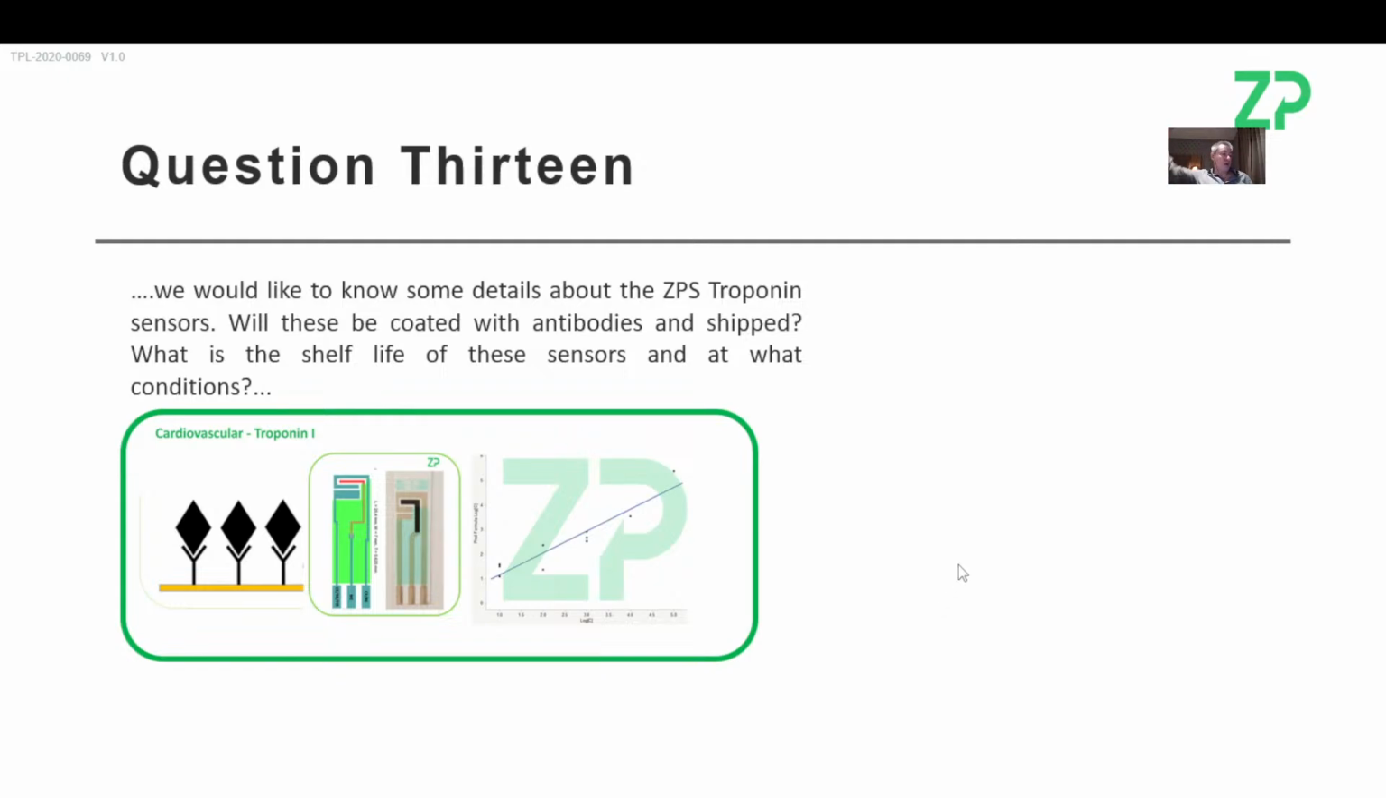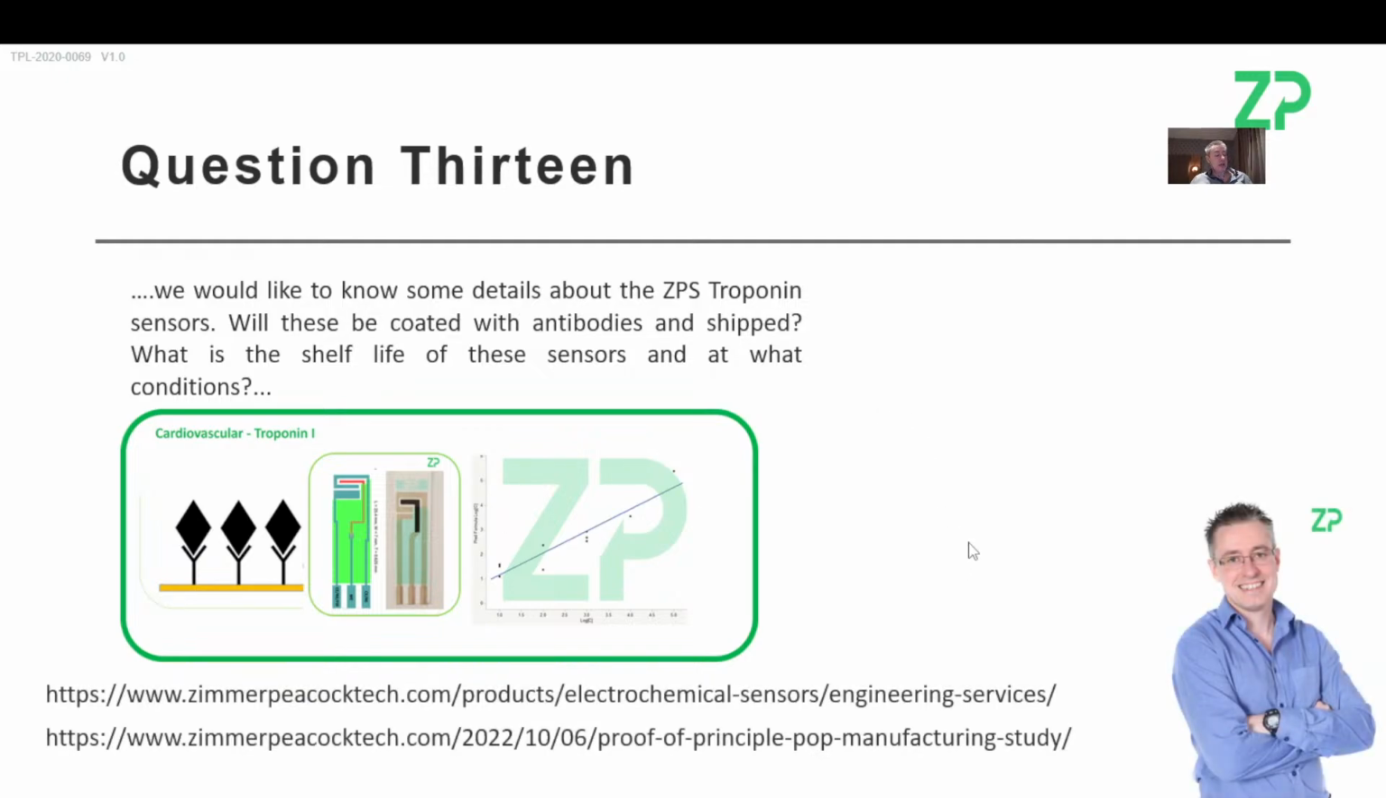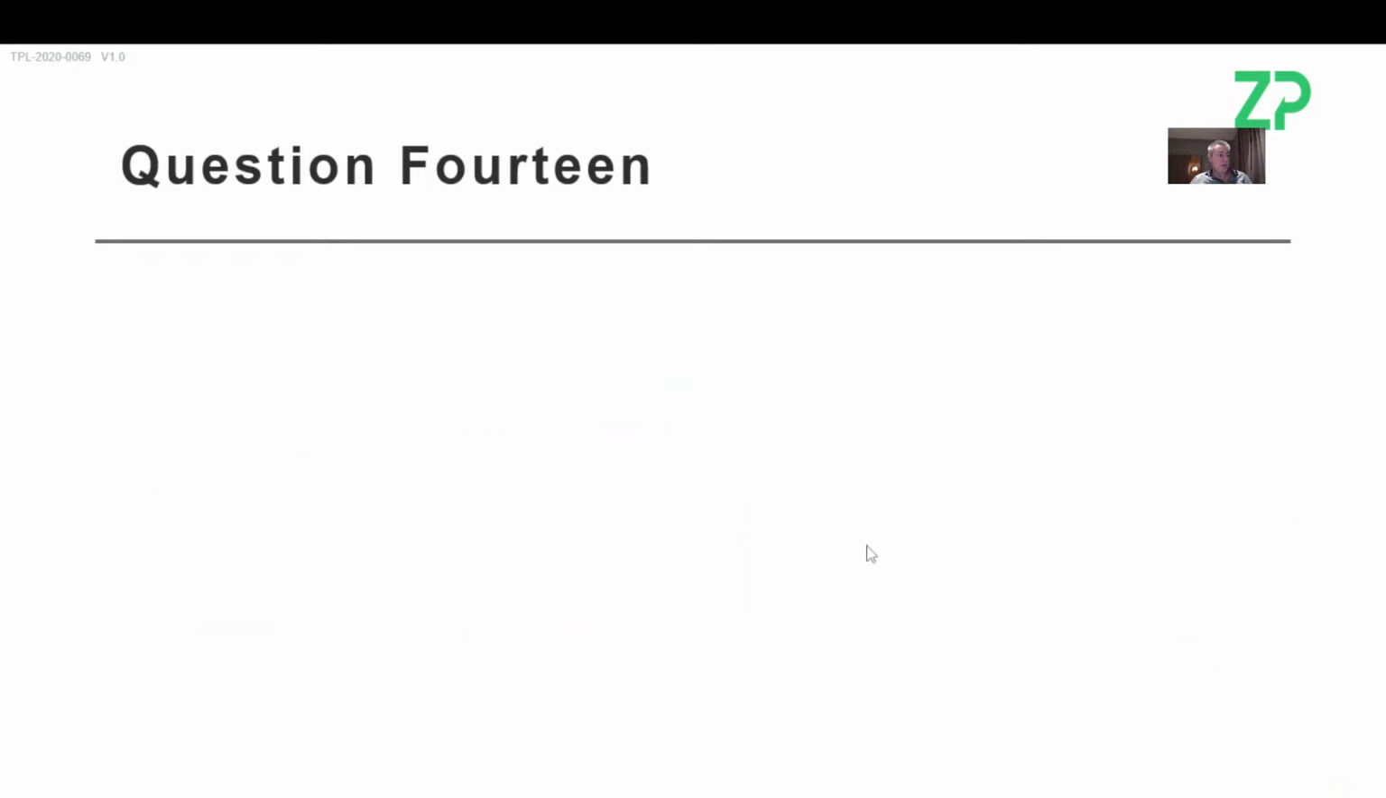Somebody's very interested in our Troponin eye sensor, things like the shelf life and storage conditions. So the Troponin eye, we will only discuss it and work with it as part of a project. So I have a couple of links here to our engineering and our proof of principle projects.